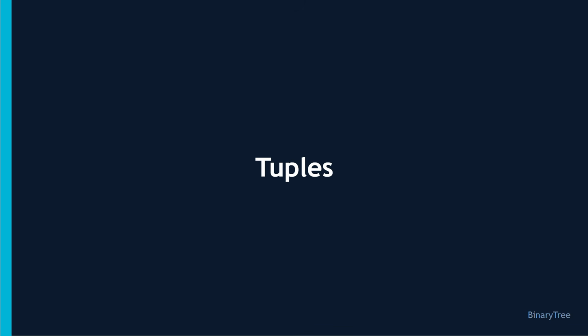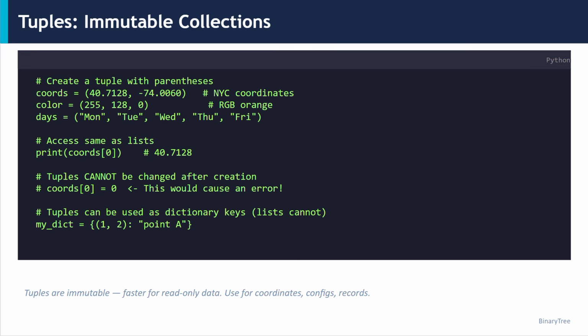Next, the list's stricter cousin, the tuple. A tuple looks a lot like a list, but you create it with parentheses instead of square brackets. Here's some coordinates and an RGB color. You access items exactly the same way, by index. But here's the one defining difference: tuples are immutable, which means once you create one, you cannot change it. Try to, and Python throws an error. That sounds limiting, but it's actually a feature. It's faster and it lets tuples be used as dictionary keys, which lists can't. Use tuples for data that shouldn't change.